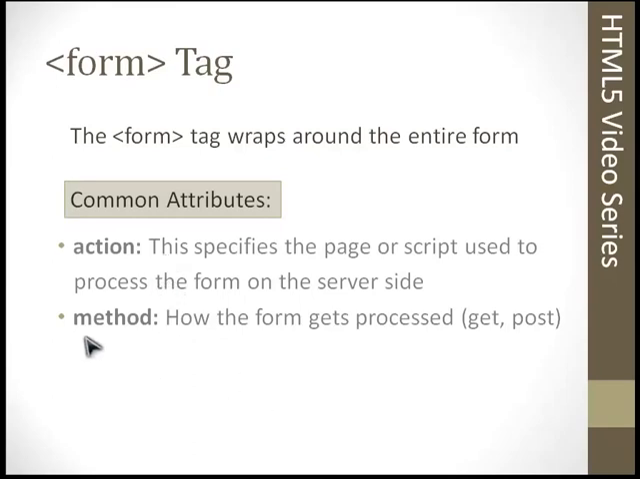We would define that, so it could be, say, process.php, and that would be a file on your server that processes the form. Now method is how the form gets processed, and I'm not going to really go over this here because it's out of scope. For instance, in PHP you have the get and the post method. The get would send the information through the URL, and the post method would send it through the form, and it wouldn't be displayed in the URL. But that's something else. That's server-side scripting. But these are the two most common attributes for a form tag.